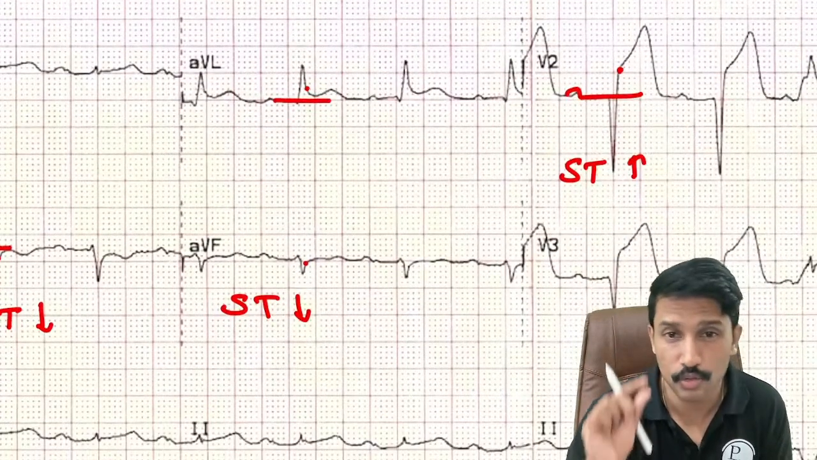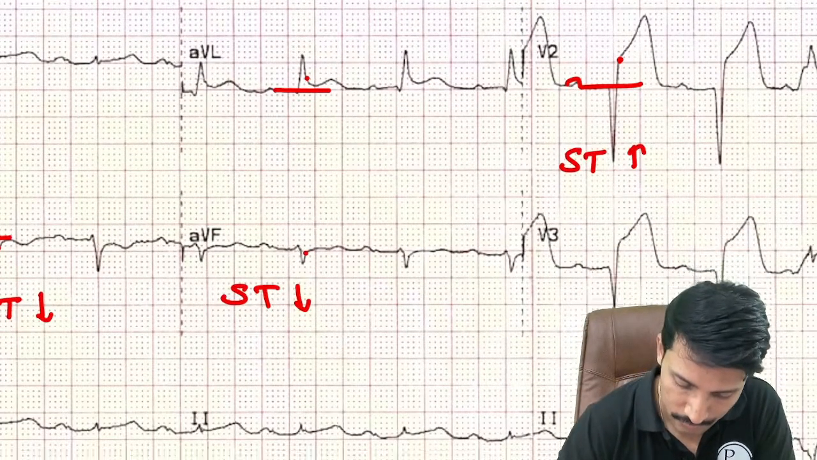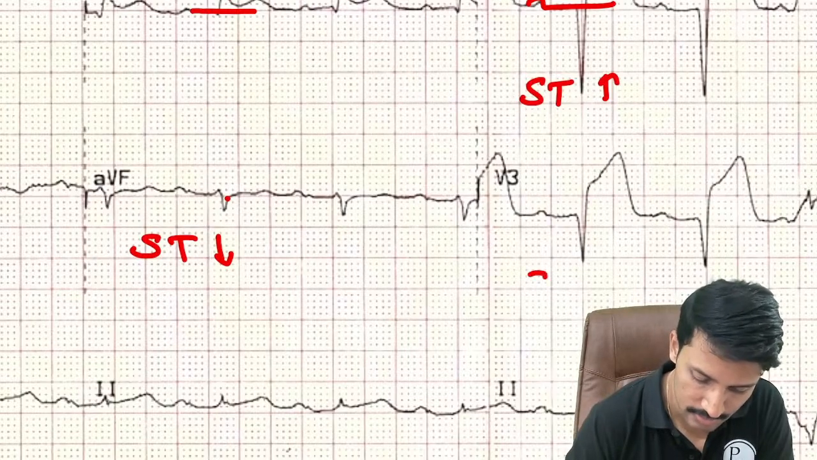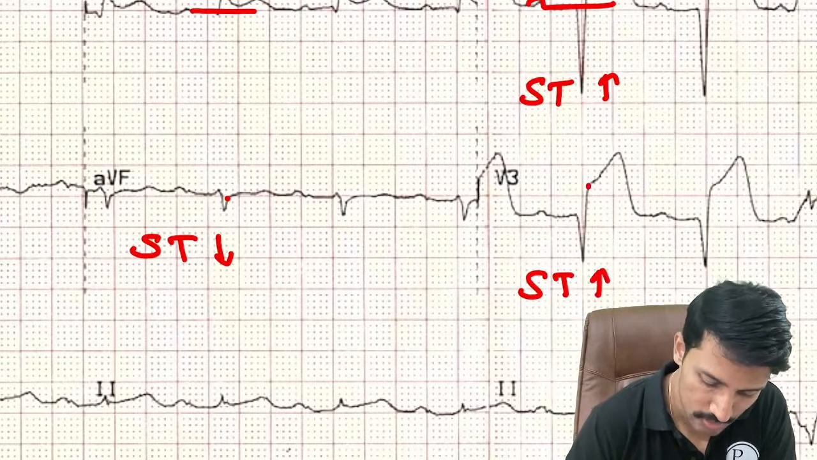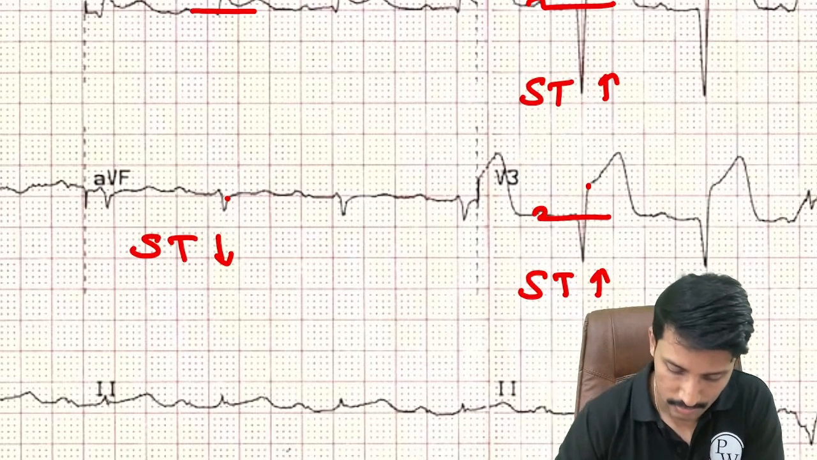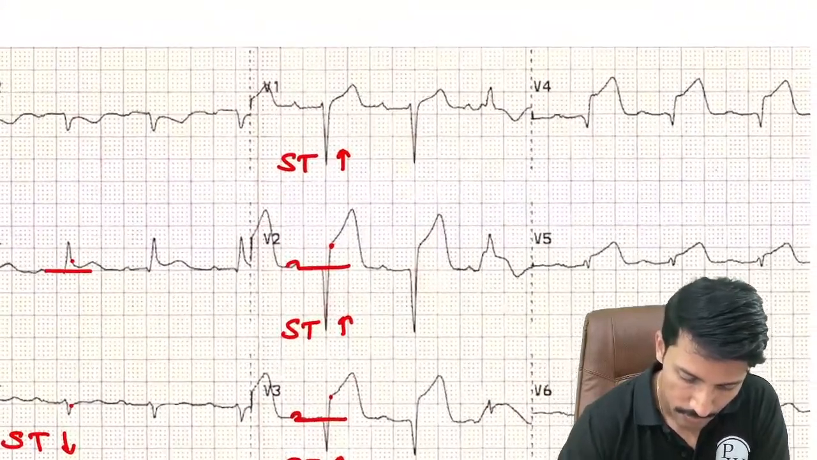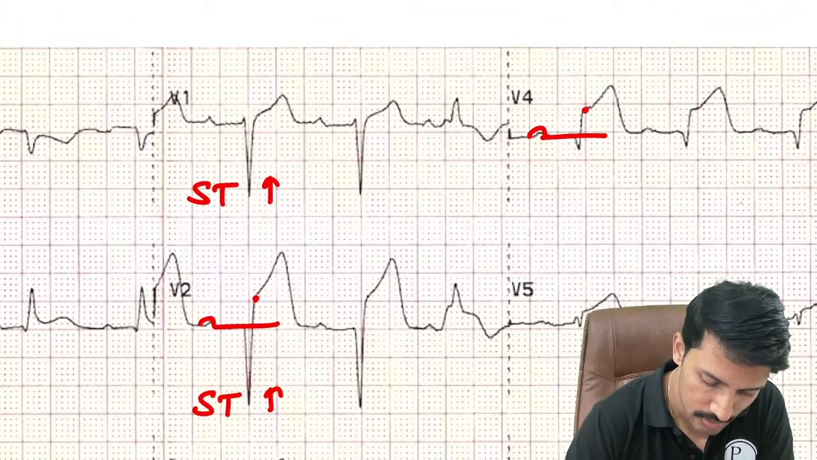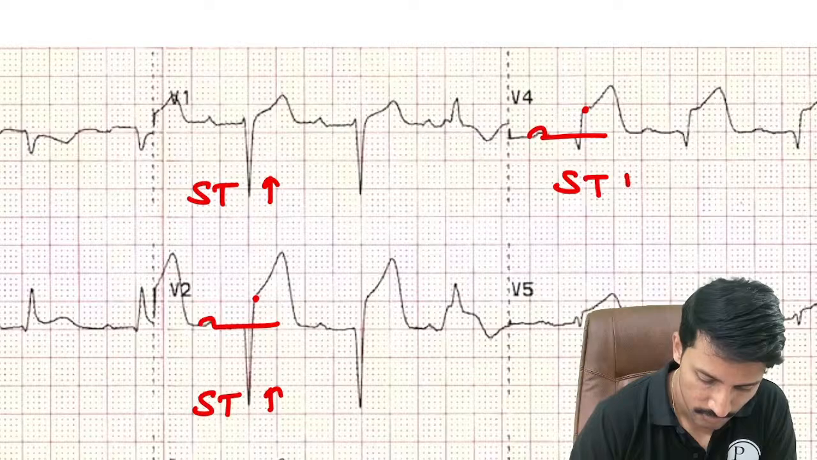In V2, V3, I need two small boxes. It is way more than that. V3 also, it's clearly visible that there is ST elevation. J point is here, PR segment is here. So it is way more than that. Okay. Then V4, again, PR segment, J point here. So there is ST elevation.